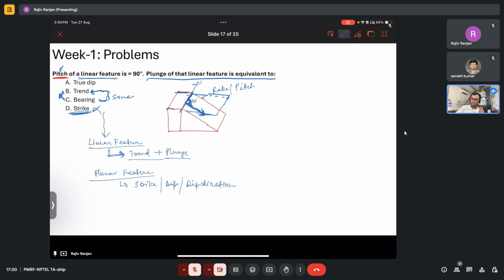The important thing here is that this lineation is at 90 degrees to the strike. And what is that at 90 degrees? When we measure a plunge, that will be equal to what? True dip, right? Because true dip or true plunge, or in other way you can also call it true plunge, though we generally call it plunge only. But at 90 degrees, this will give us the true amount. Do you understand now? So that is why option A is the correct answer.